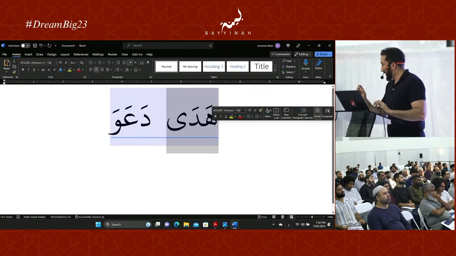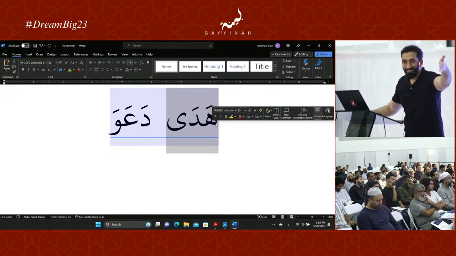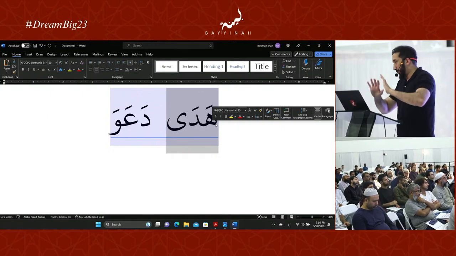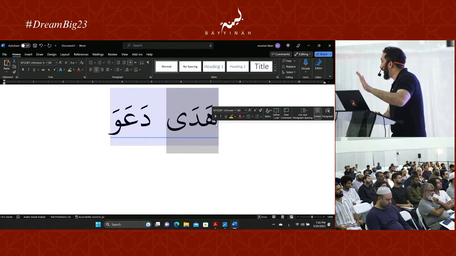Three letters, which means the third letter is not an... The alif gets added as the fourth letter, doesn't it? This is the third letter, so this is still within the range. Again, there's more to it, but I'm simplifying it at your level right now. So hada means what? He guided.